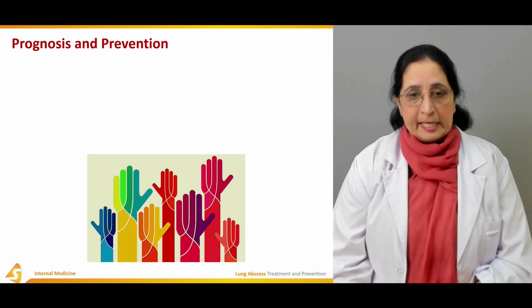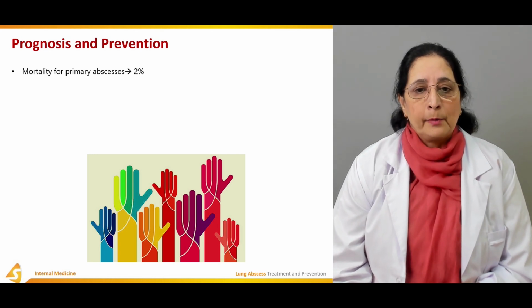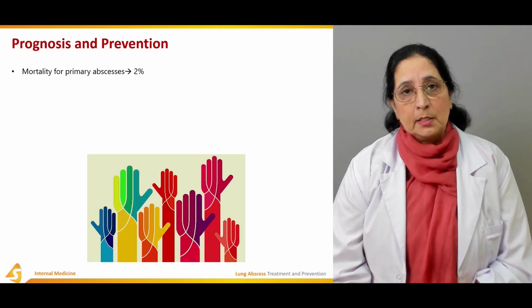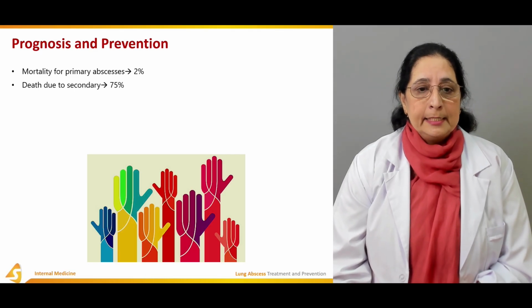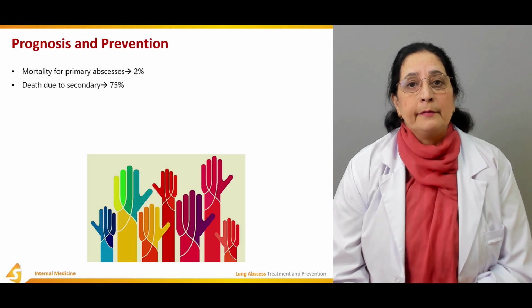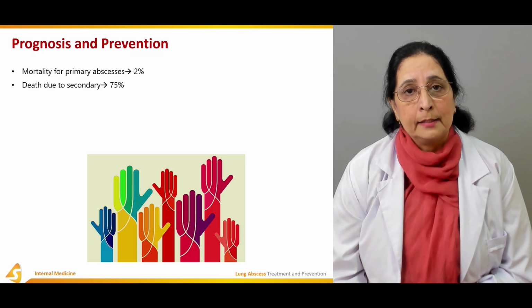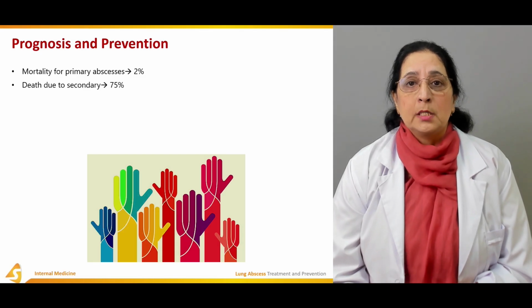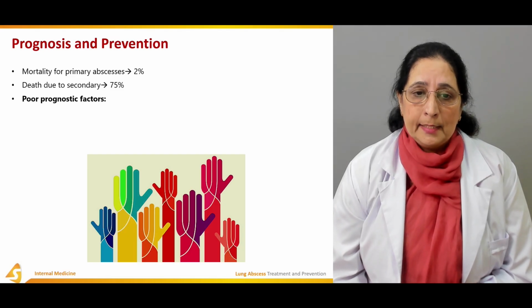Prognosis and prevention. The prognosis: mortality for primary abscesses is 2%. So with 2% we have mortality or death rate. Death due to secondary is 75%, a very, very high risk of death from secondary lung abscess. Prognosis is very poor, so we need to take it really seriously.